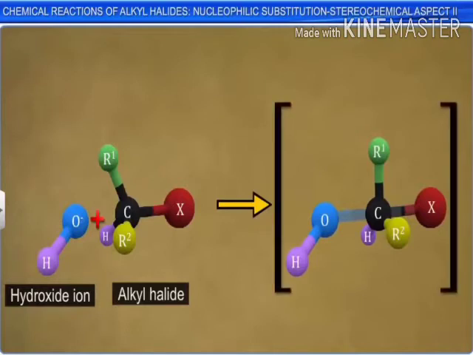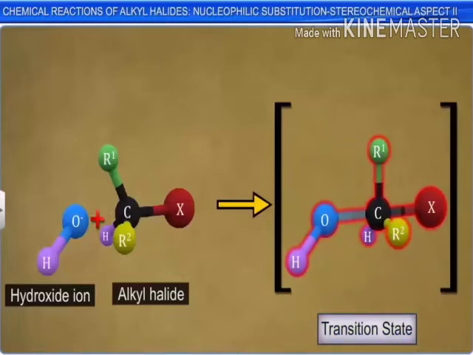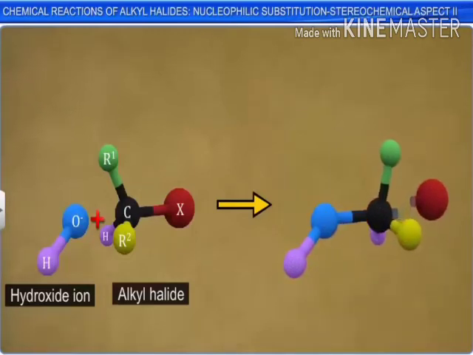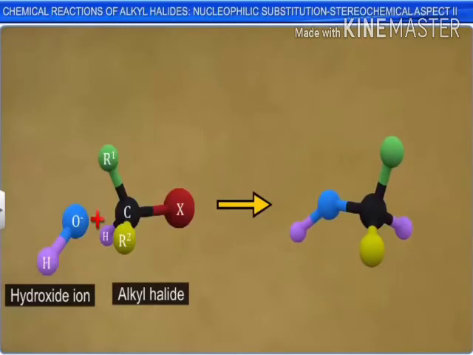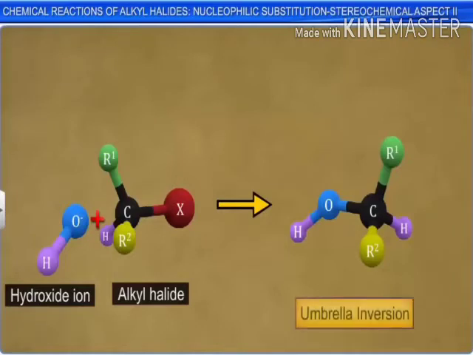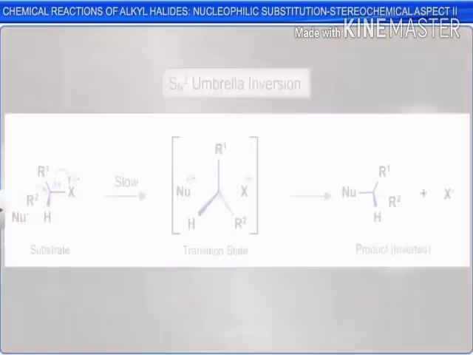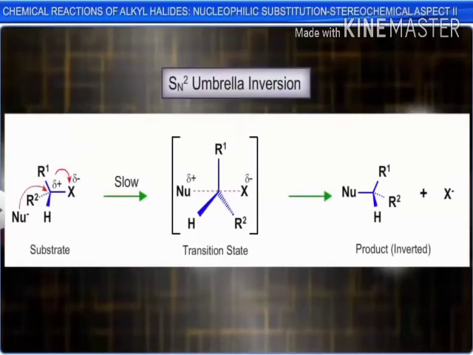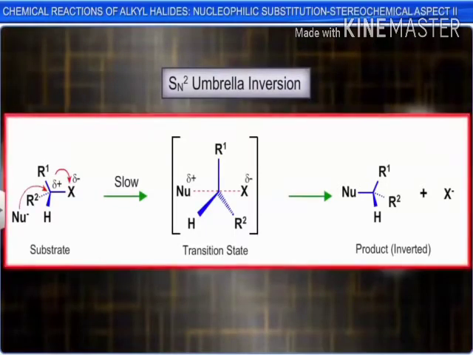This results in an unstable transition state with 5 bonds. These bonds in the transition state are distorted from the tetrahedral geometry of an alkyl halide. They exist as a planar spoke arrangement for a short time. Then, the leaving group is expelled and results in a product with a complete inversion of configuration. This is known as umbrella inversion. Thus, the Sn2 mechanism is accompanied by a complete inversion of configuration.